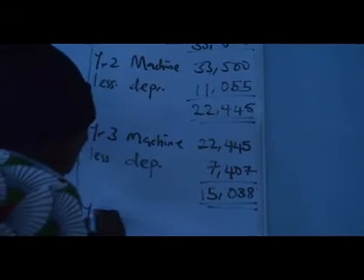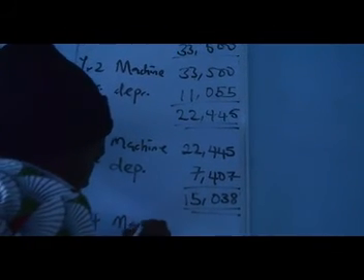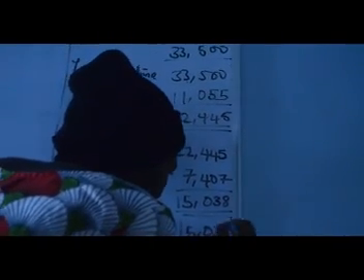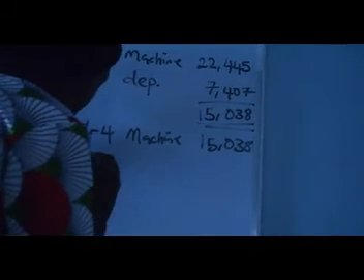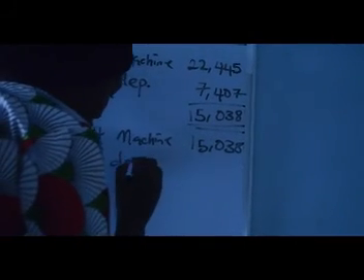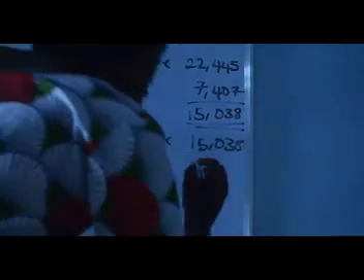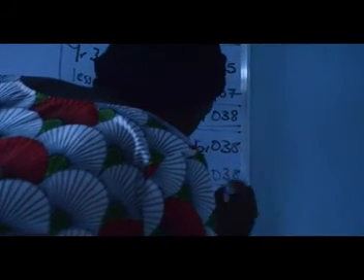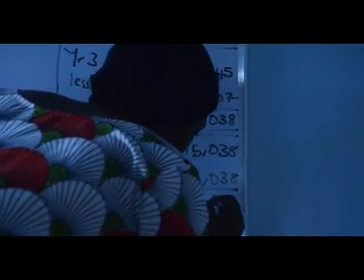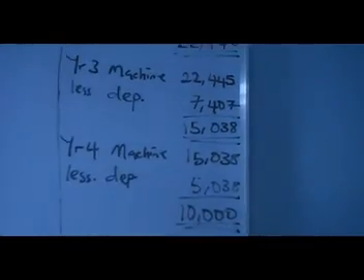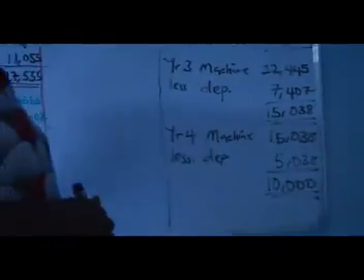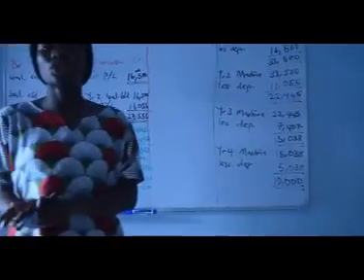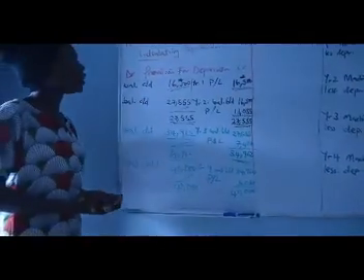For our fourth year, our machine value is 15,038. Okay, and we are still lessing depreciation. Remember, this value was adjusted to be 5,038. So when you less this, you'll be having 10,000 naira. So this is our scrap value. This is what the company will be selling our assets for at the end of the year. So with this, we've come to the end of depreciation as well as reducing balance method.